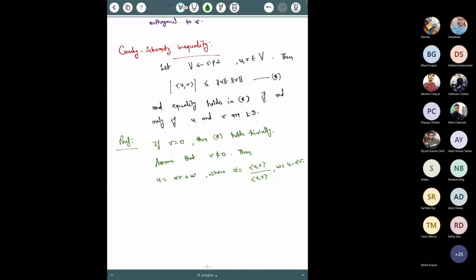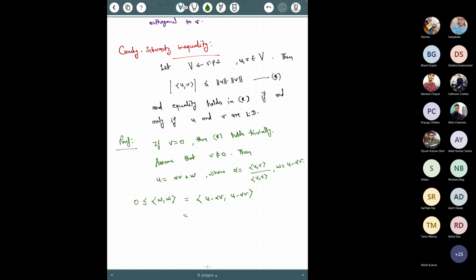Now you see here, W is a vector. If I take the inner product of W with itself, then because of the non-negativity of the inner product, it is always greater than or equal to 0. If W is 0, then it is equal to 0. Otherwise, it is always greater than 0. So this is fine. Now you just expand this. W is U minus alpha V, and you write here also U minus alpha times V.